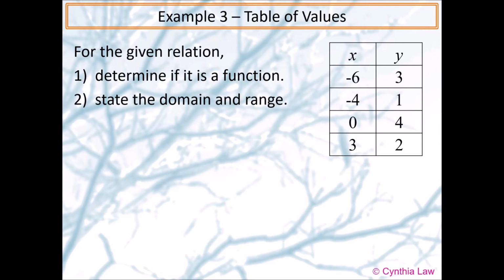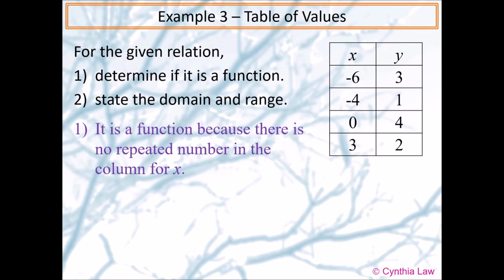Example 3, table of values. We're going to check if this is a function or not, and also state the domain and range. First, we want to check the x column. It is a function because nothing is repeated in the column for x. This means that I have 4 different keys and I can open 4 different doors.